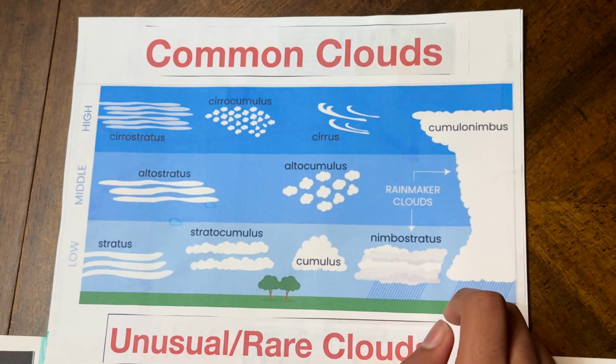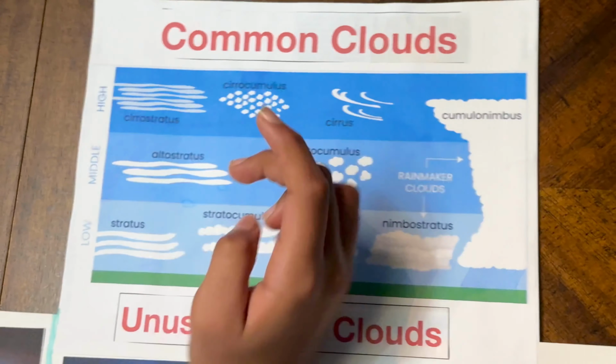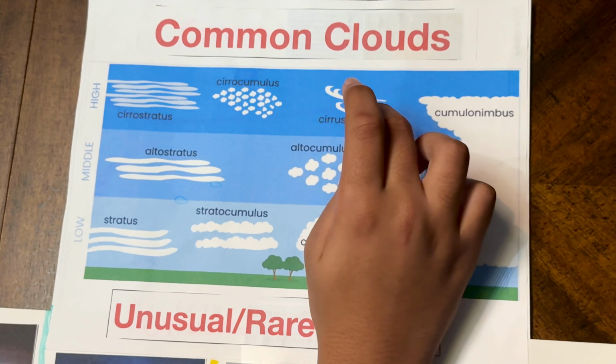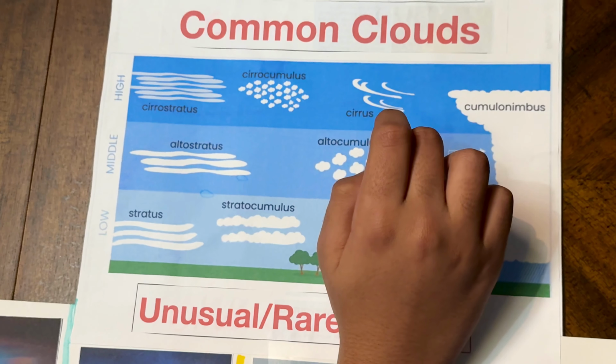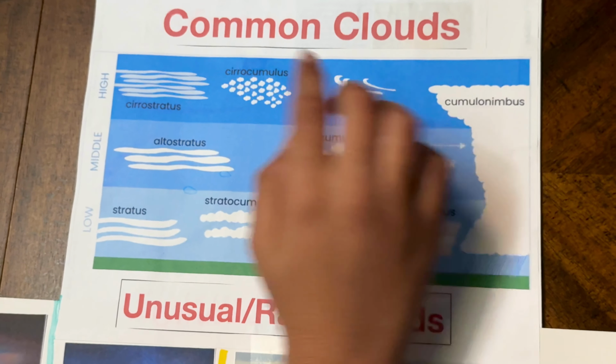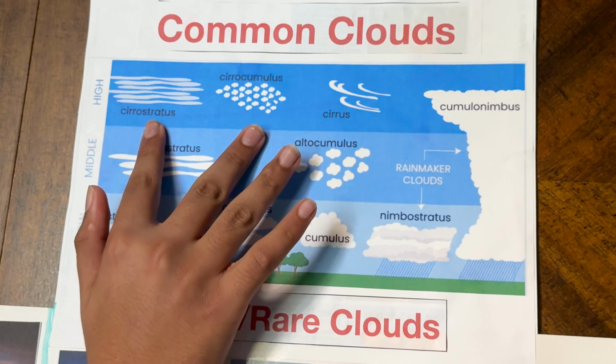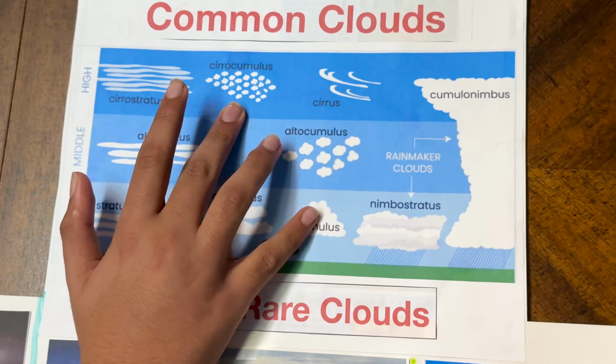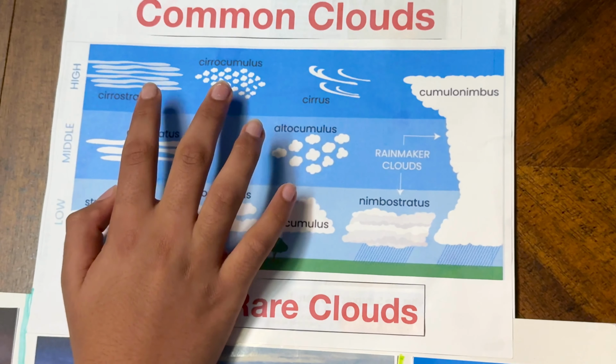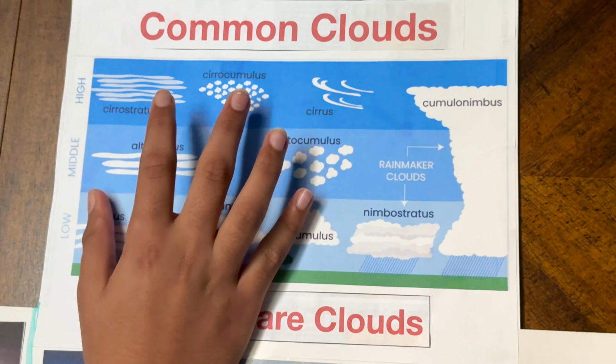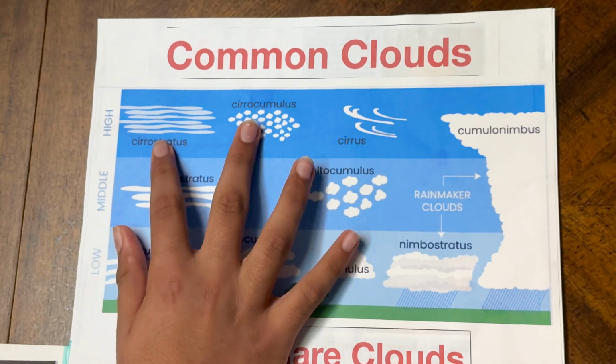So we have cirrus. Cirro means high, and we have these cirrus clouds, which are just thin strips of clouds located at the higher part of the troposphere. Then, of course, we have cirrostratus and cirrocumulus. Cirrocumulus has features of cumulus clouds located in the higher part, and cirrostratus has features of the stratus clouds located in the higher parts. So cirro means high.